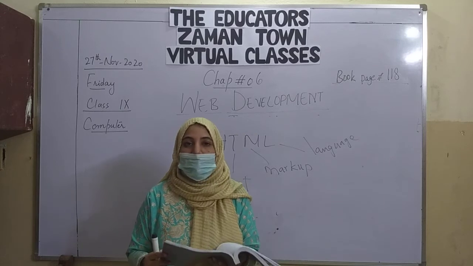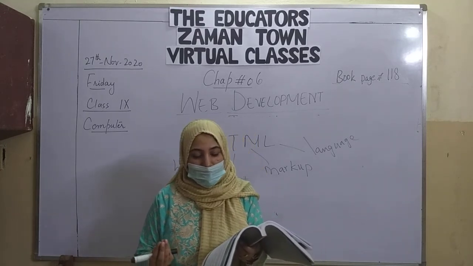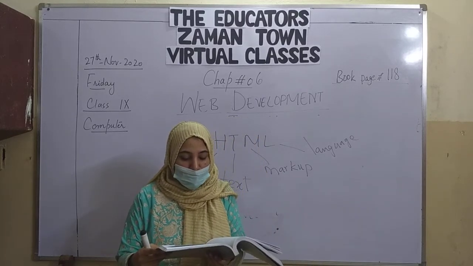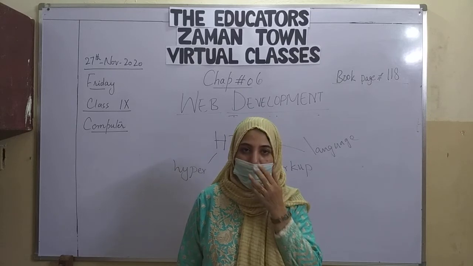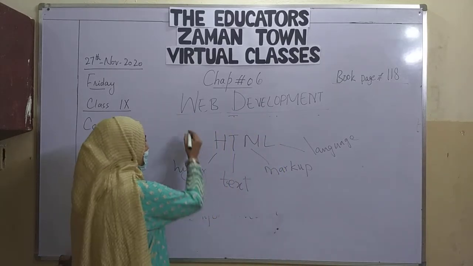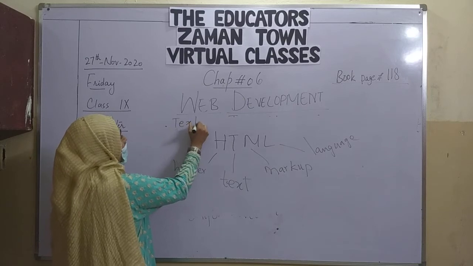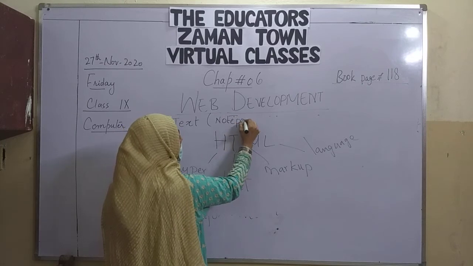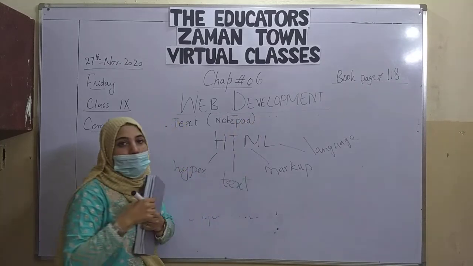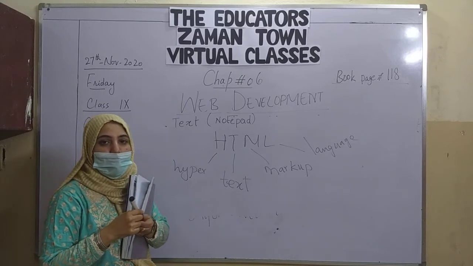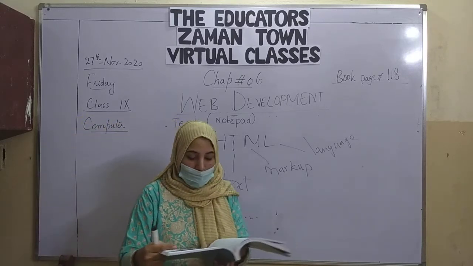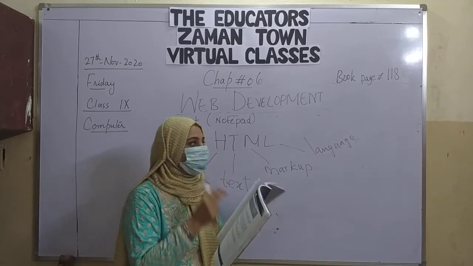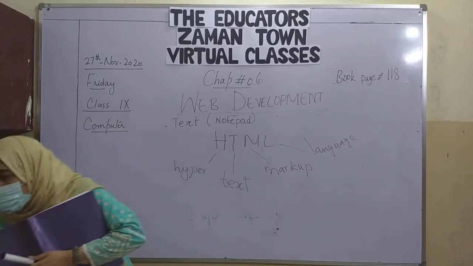So the first step for creating a web page in HTML is you have to select any text editor. What is meant by a text editor? You can write your text in Notepad or any other text editor. So now we have the Notepad. To create the code in HTML, first you have to use the different tags.